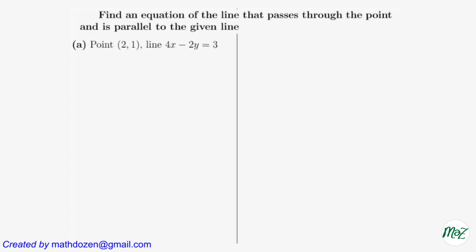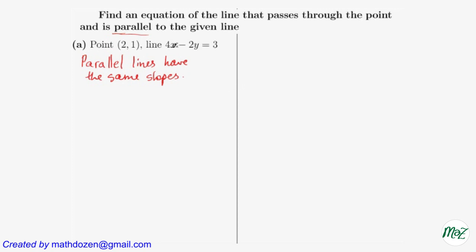While solving this problem, we need to remember that if two lines happen to be parallel, so let me highlight this word parallel, if two lines happen to be parallel, then they must have the same slopes. So, once again, parallel lines have the same slopes.